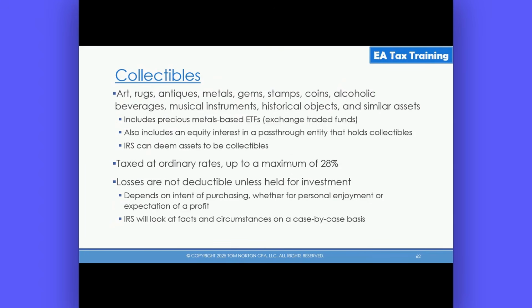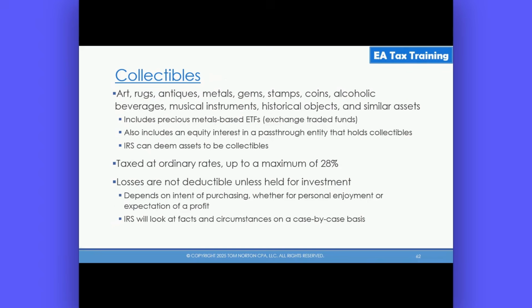Collectibles. Collectibles are things like art, rugs, antiques, metals, gems, stamps, coins, alcoholic beverages like wine, musical instruments, historical objects, and similar assets. This includes precious metals-based ETFs, which are exchange-traded funds. It also includes an equity interest in a pass-through entity that holds collectibles, such as a partnership or an S corporation. And the IRS can deem assets to be collectibles.